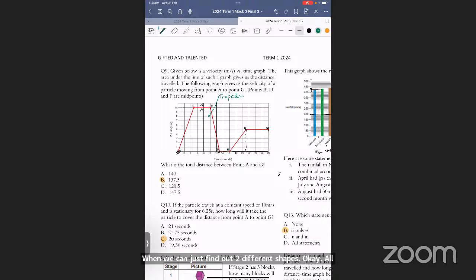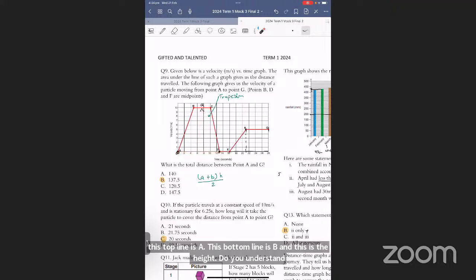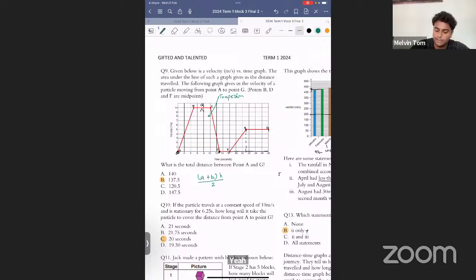All right. The area of a trapezium is A plus B multiplied by the height, divided by 2. Now this top line is A, this bottom line is B, and this is the height. Do you understand? Awesome. So what does A in this first trapezium look like? What's a value for that?